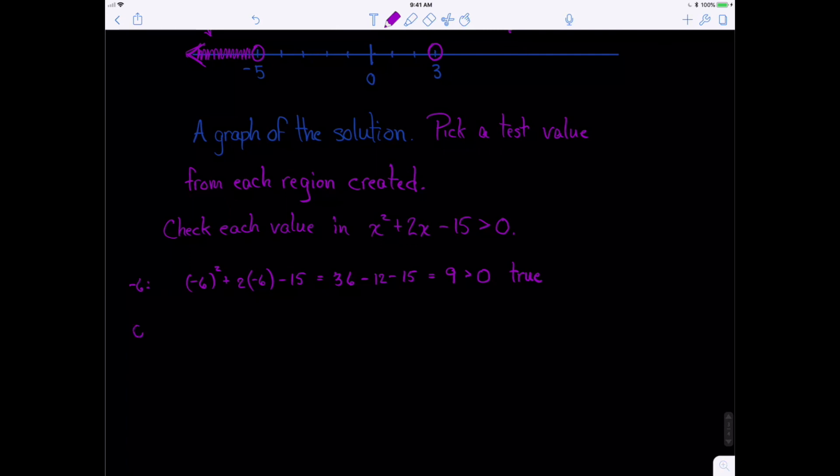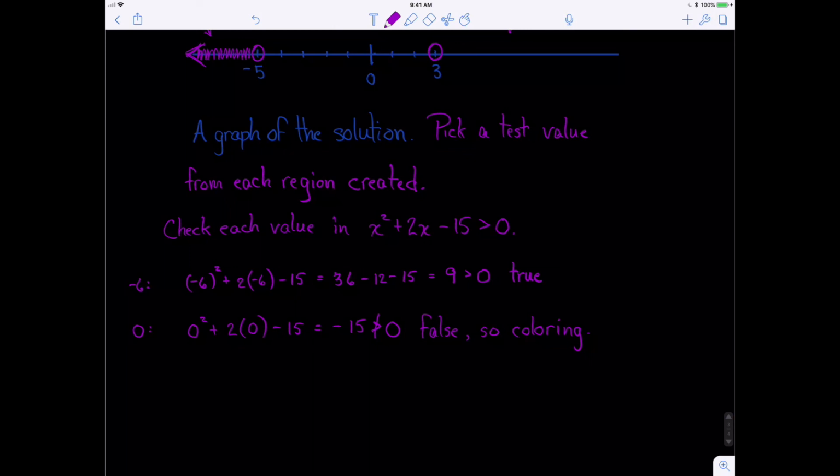Let's check the 0. So now I take 0 squared plus 2 times 0 minus 15. Well, that's 0 plus 0 minus 15. This is -15. This is false. Oops. -15 is definitely not greater than 0. It's less than 0. So this is false. False, so no coloring. So we just leave that region as it is.